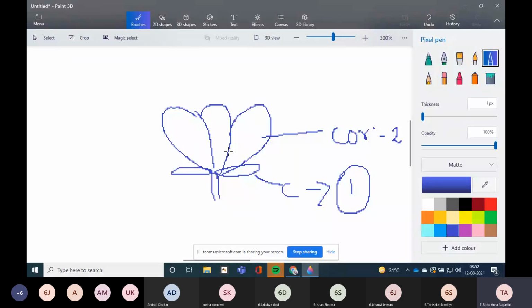Then when the flower opens, the brightly colored petals attract insects or birds for pollination. You all know petals have different bright colors and they produce nectar.